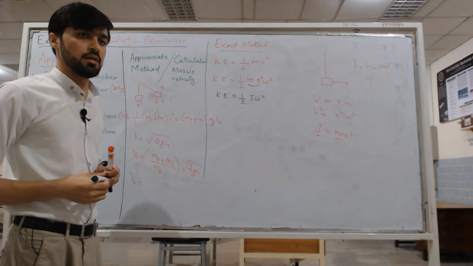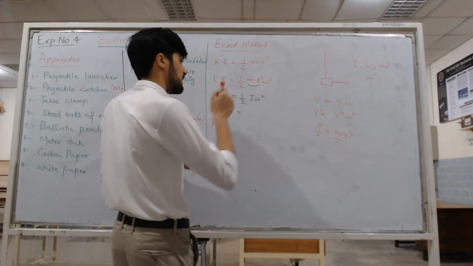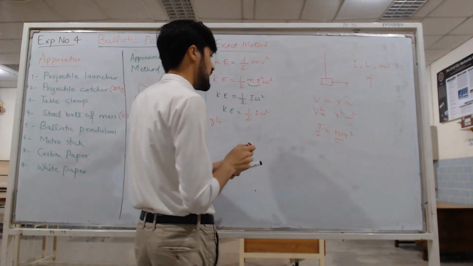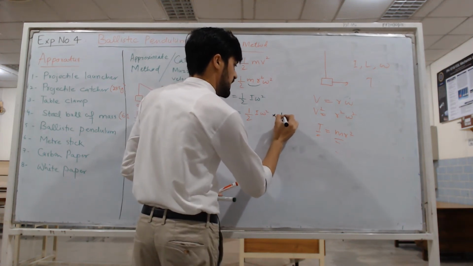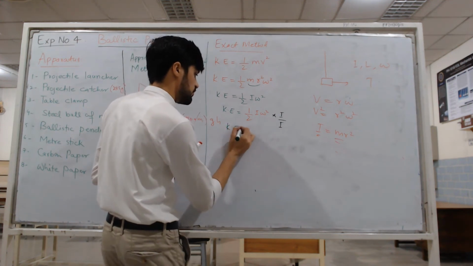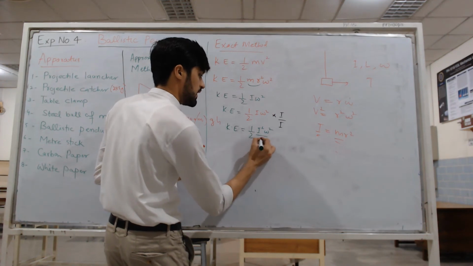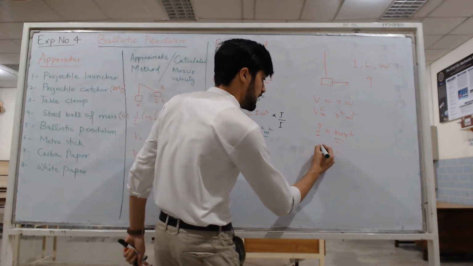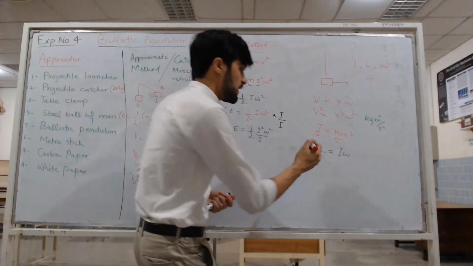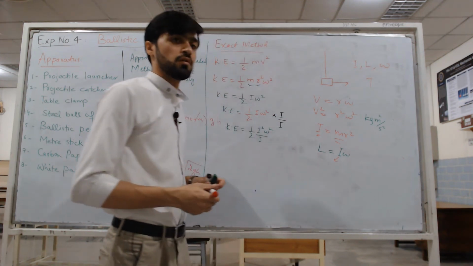Now let's play with the equation. Multiplying and dividing the right side by I, the inertia, we will get I square. The kinetic energy is equal to half I square omega square divided by I. Now we have another term, L is equal to I omega. The angular momentum is equal to the inertia multiplied with the angular velocity.